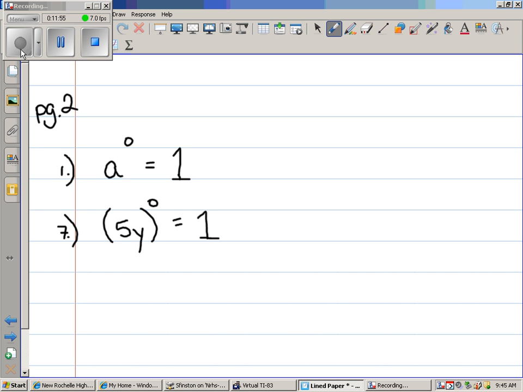But let me give you how they might mess with you. Suppose the 5 is on the outside of the parentheses and just the y is raised to the 0. How much is that? 5. Good, you got it. Yeah, it's just going to be 5 times 1, which is 5. Excellent. Great.